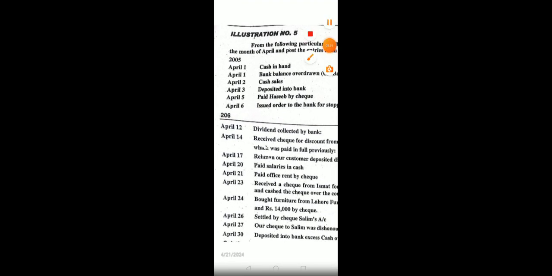Now let's see what is for the 26th entry. Settled by check Salim's account. For this purpose, you will have to see if Salim is present in any of the above entries. We cannot see Salim's name in the above entries. So this is an independent entry. What happened? Settled by check Salim's account.